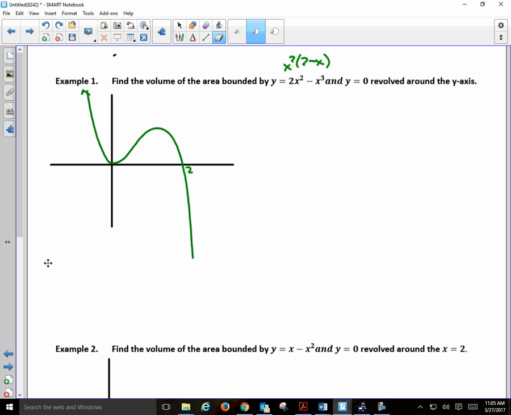Now, if I want to bound it between that function and y equals 0, what part of this graph is that? Y equals 0 is the x-axis. So that means I can really get rid of that part, and I can get rid of that part right there. And that's what I'm left looking at. Where am I revolving it? The y-axis. So bring it over on that side.